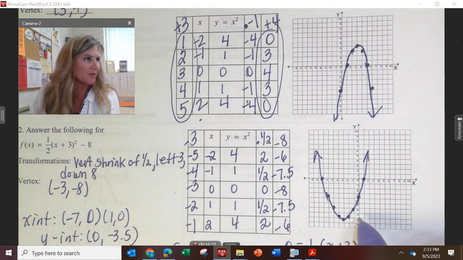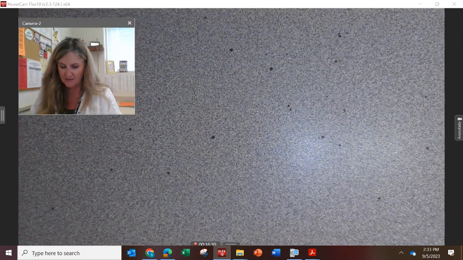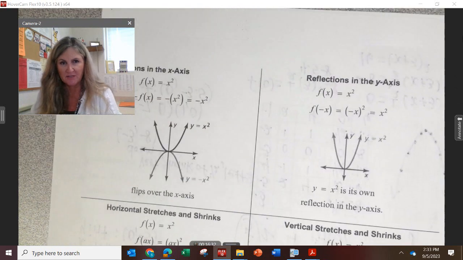If I go out 3, what do I normally go up? But now what am I going to go up? 4.5, yep. So you can use that as well. All right, let's go over to the next part.